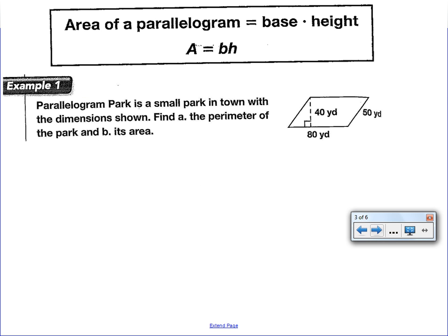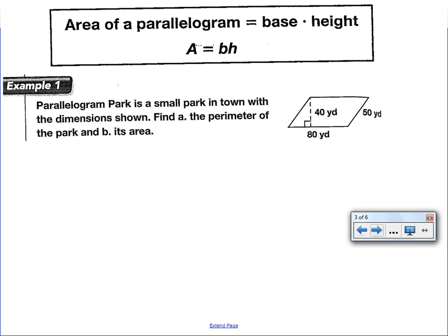So, to find the area of a parallelogram, we take the base times the height. A equals BH, where A is the area, B is the base, and H is the height. For example, Parallelogram Park is a small park in town with the dimensions shown. Find A, the perimeter of the park, and B, its area.